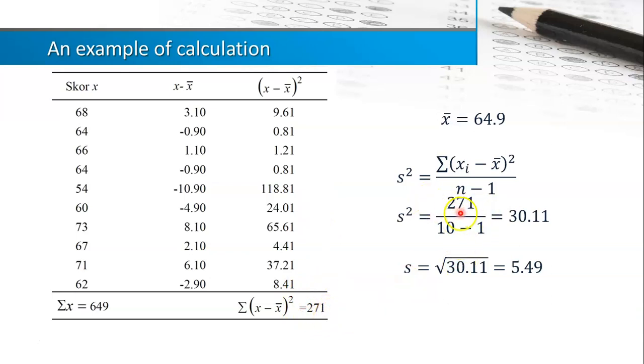Once you get that, 271 divided by 10 minus 1, the variance is 30.11. Once you get 30.11, you square root the variance. So you find the square root of 30.11 and you get 5.49. This is the same unit as the original data. So that's your standard deviation. Sometimes standard deviation is written as S, or sometimes it is written as SD.